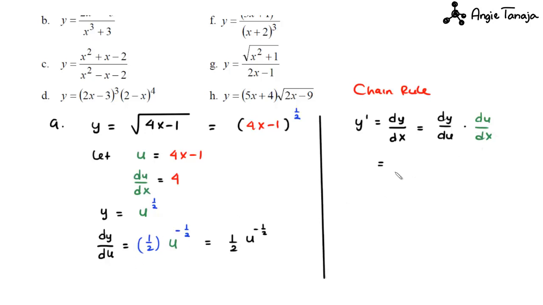dy over du is half u to the negative half times du over dx is 4. So then it becomes 2 u to the negative half, but we have to change the u because in the question we don't have u, right? The u actually is 4x minus 1, to the negative half. So this will be the answer. Yeah, the substitution.